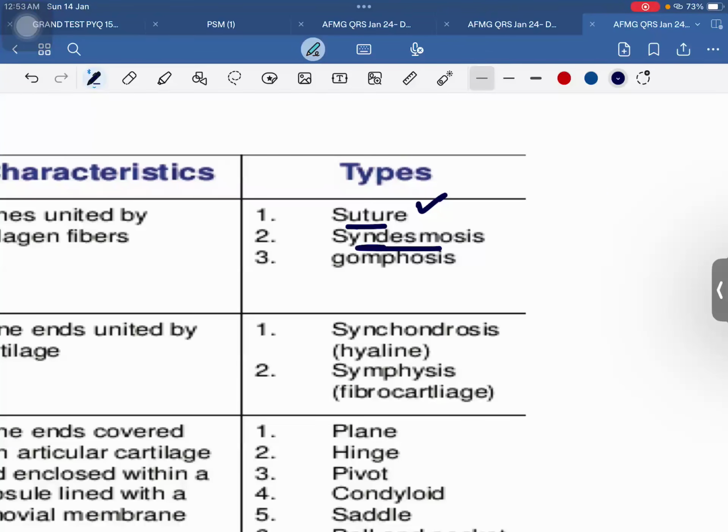Next is syndesmosis. Syndesmosis means if there is an interosseous membrane between the two bones, beta, which is causing the joint formation, that is called as a syndesmosis. We know such type of syndesmosis is present in the middle radioulnar joint and the superior and inferior tibiofibular joint. Yes, so middle radioulnar joint and the superior and the inferior tibiofibular joints are examples of syndesmosis.